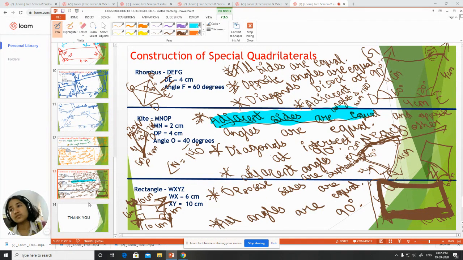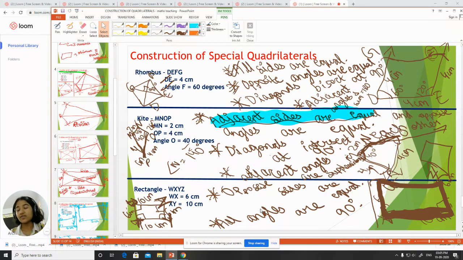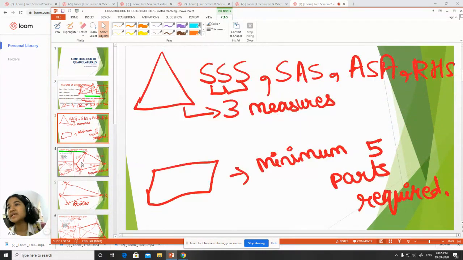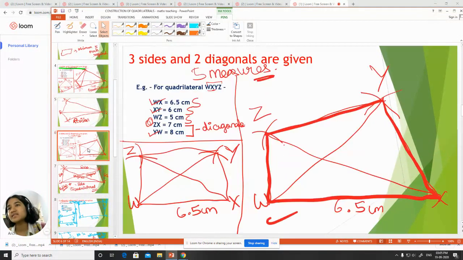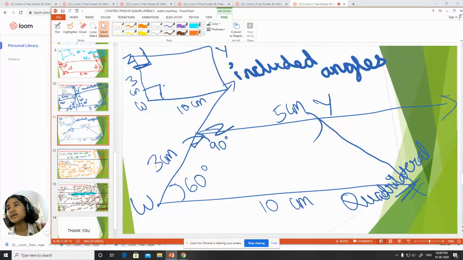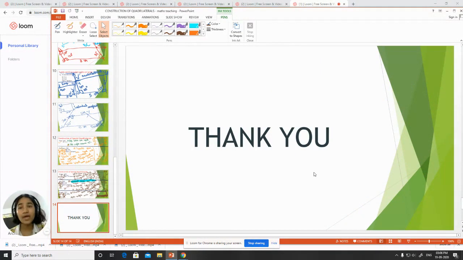Okay, I hope this is also clear to you all. So here we have reached the end of our chapter, construction of quadrilaterals. We studied various things in this chapter. We came to know how we can construct quadrilaterals. So now, thank you. I hope you all understood. If you have any other doubts, please let me know about it. Thank you.